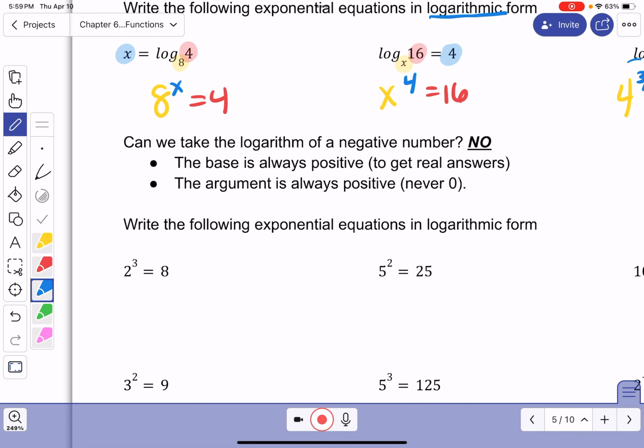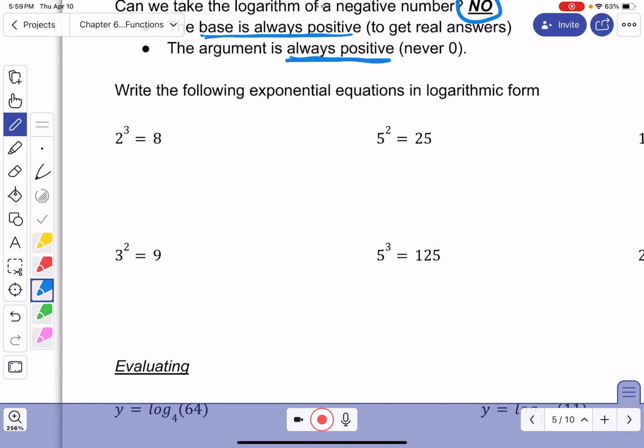So some quick facts about logs. Can you take the log of a negative number? No. So the argument always has to be positive. It's never 0. Your base is also positive. The other things will give you imaginary numbers, but we're only dealing with real numbers with logs. So your base has to be positive. Your argument has to be greater than 0.